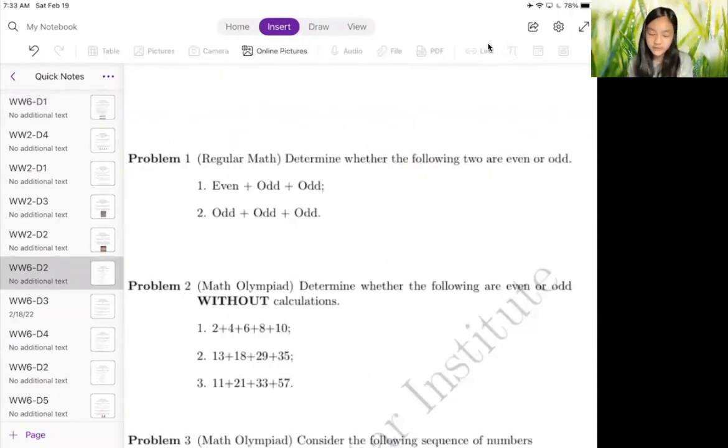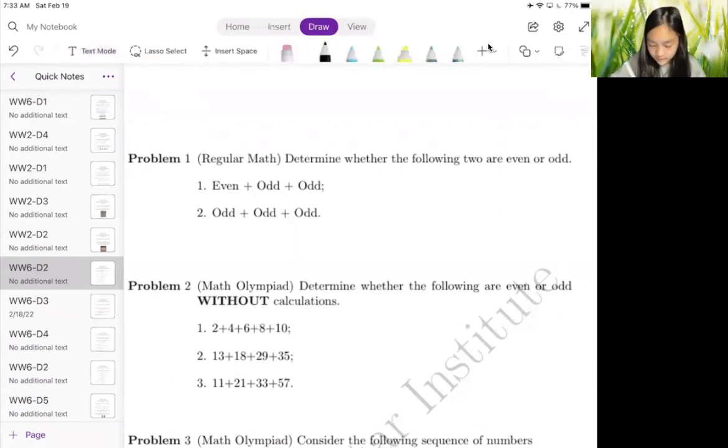Day 2, problem 1. Determine whether the following two are even or odd. For number 1, it's even plus odd plus odd. Let's first look at the odd plus odd here. Odd plus odd is even. Now it's left with 2 evens, and even plus even equals even.